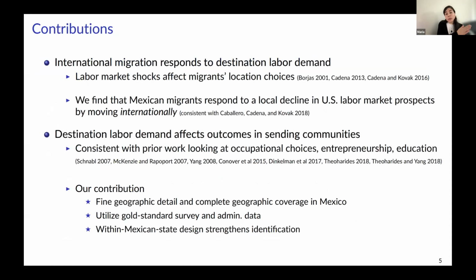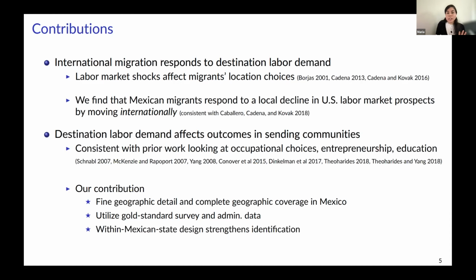Now, our results are related to two different strands of the literature. The first strand shows that international migration responds to destination labor demand. And specifically, we add to this empirical work that has shown that Mexican migrants reallocate within the US when they face declines in labor demand. So we additionally show that they also respond to these declines in labor demand by moving back home.